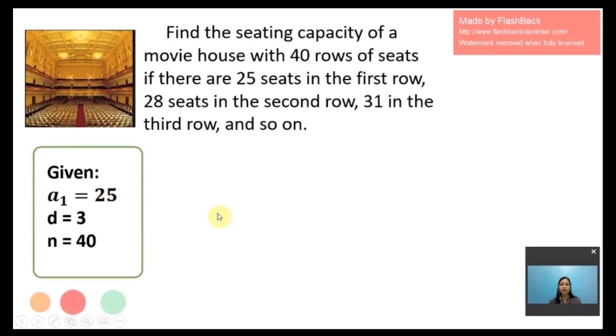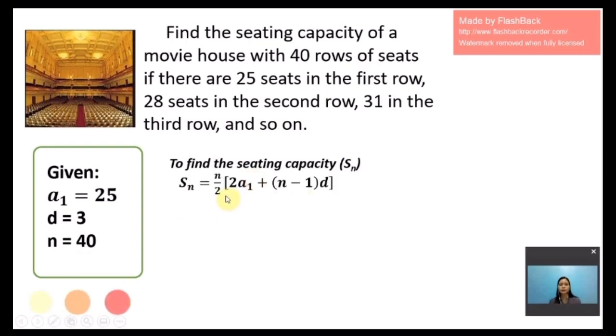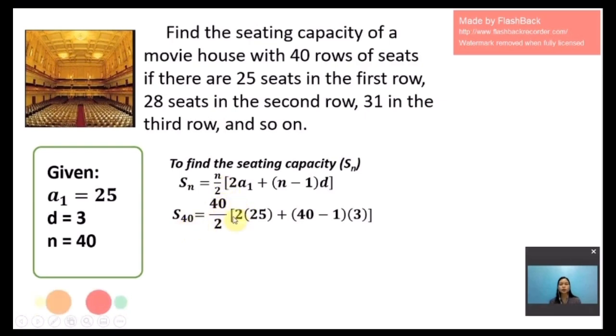So what do you think is the formula that we can apply here in finding the seating capacity of a movie house? So to find the seating capacity S sub n, the total number of seats in a movie house, we have S sub n is equal to n over 2 times the quantity of 2a sub 1 plus the quantity of n minus 1 times d. So substituting the values in the formula, you have S sub 40 is equal to n is 40 divided by 2 times the quantity of 2 times the first term is 25 plus n is 40 minus 1 times d, which is 3.